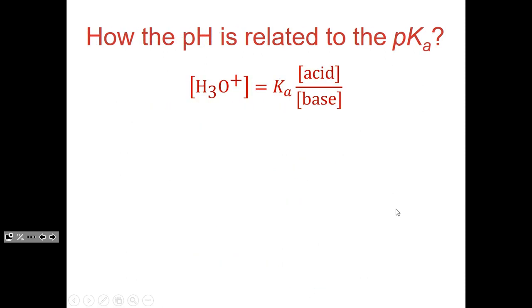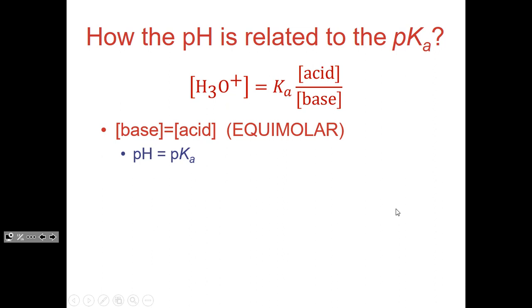Now, before we get into doing a problem, one thing you should understand is what happens when we change the acid and the base from equal to each other. So let's start with what's called the equimolar situation. If the concentration of my acid and base are equal, then that ratio equals 1, and H3O plus is going to equal Ka. So literally the pH of that buffer is going to equal the pKa.